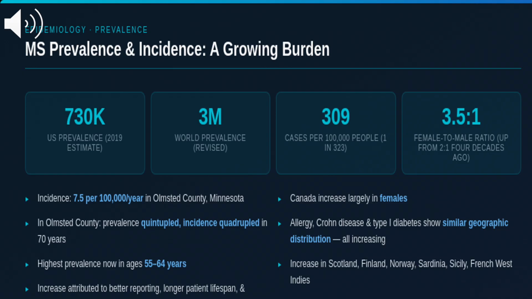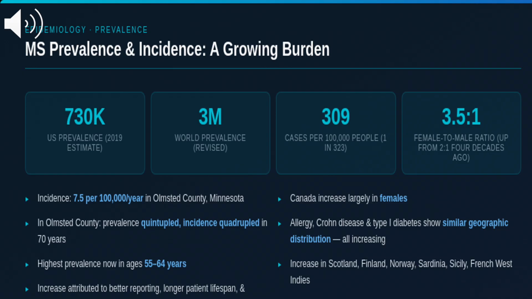This is not simply improved case ascertainment. This represents a genuine epidemiological shift. The sex ratio change is particularly dramatic. Over the past 4 decades, the female-to-male ratio has risen from 2 to 1 to 3.5 to 1.